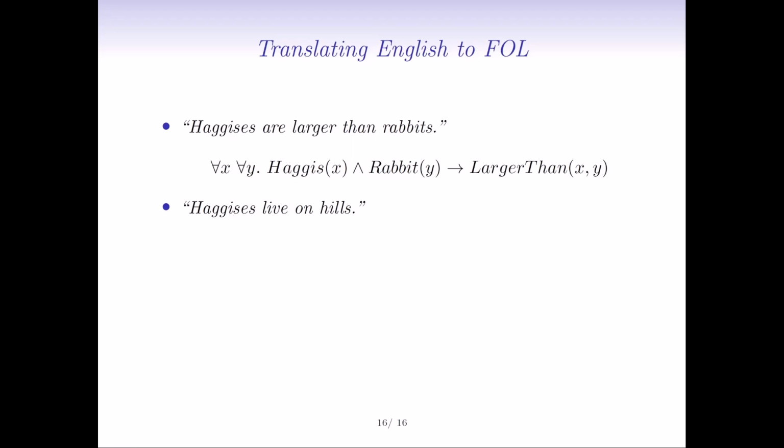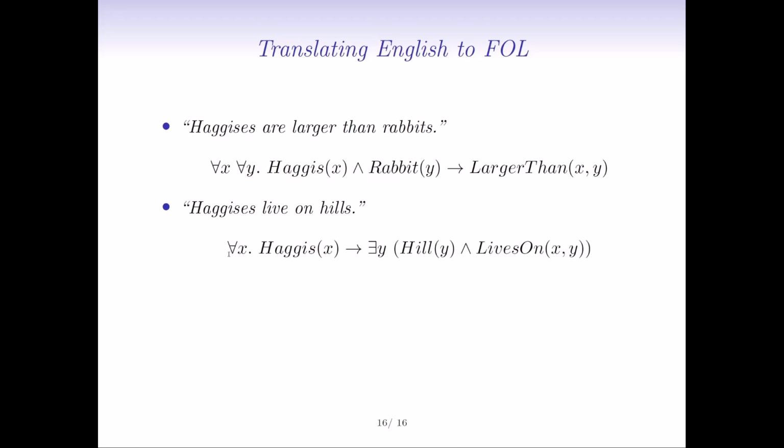Next example, haggises live on hills. True. So here, you have to think a little bit about this one, because I'm making a universal statement about haggises, but I'm not making a universal statement about hills. I'm not saying that every hill has got haggis living on it, nor that all the haggises live on one exact hill. So what I really mean is, for every haggis, you can find a hill on which that haggis lives. So I'm going to render this in the following way.